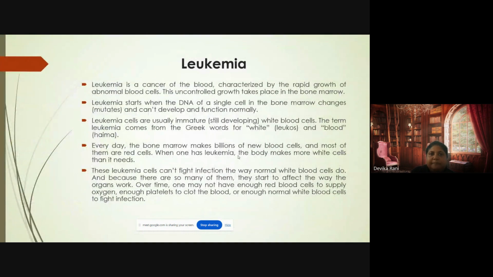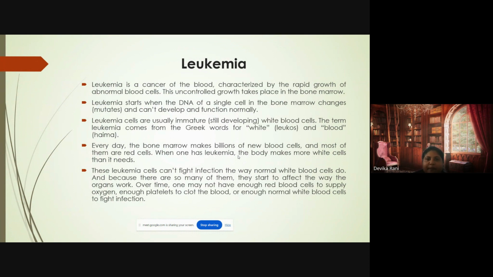Now we have leukemia. Leukemia is a cancer of the blood which is characterized by the rapid growth of abnormal blood cells. This uncontrolled growth takes place in the bone marrow. One, it is uncontrolled, and the blood cells formed are abnormal, not the normal ones. Leukemia starts when the DNA of a single cell in the bone marrow changes or mutates and can't develop and function normally. Leukemia cells are usually immature. They are still developing white blood cells. That means they don't really have that kind of strength and ability to fight.